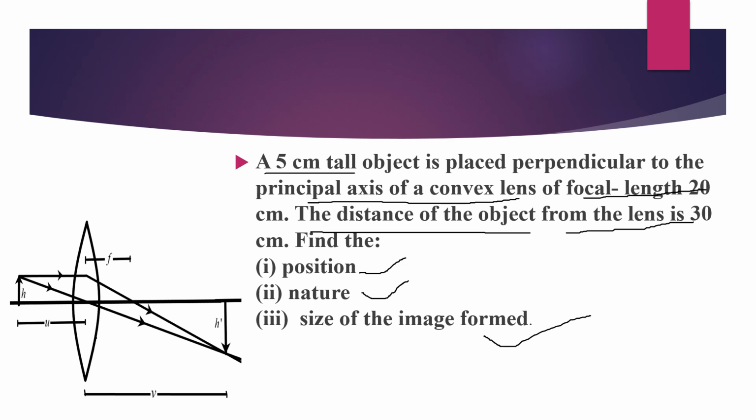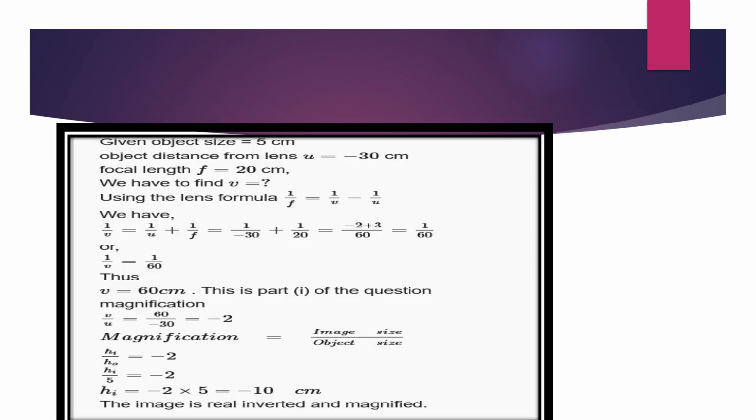So now, I'll explain in detail about the sign convention. What is your given object size? You have to write all this data before proceeding with your formula. So what is your object size? Your object size is 5 centimeter, and your object distance from the lens.